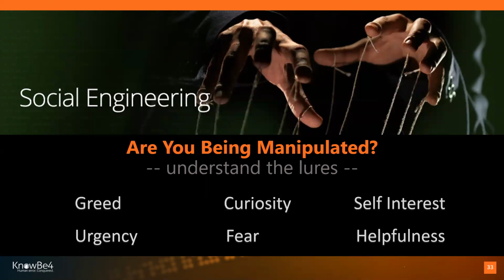Well, greed, curiosity, self-interest, urgency will be in every single one of these. I have yet to see a phishing email that doesn't have some sort of urgency. It can be fear, but it can also be the helpfulness piece of it too. So basically what this boils down to, and what I like to tell people is, if you get an email and it gives you an emotional response, that doesn't automatically mean that it's a phishing email or somebody's trying to trick you into something.